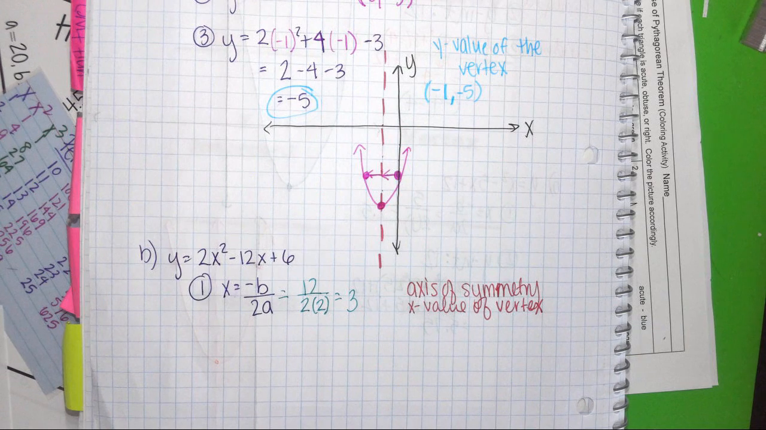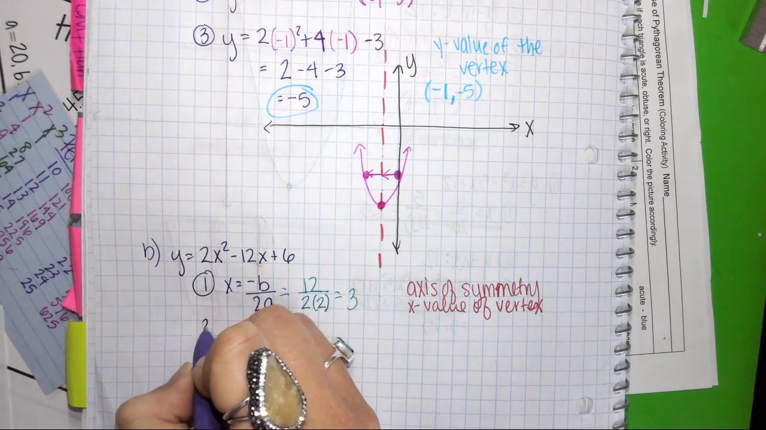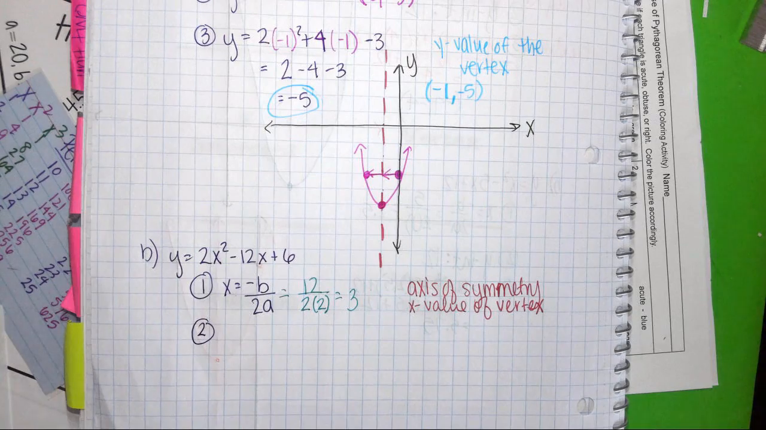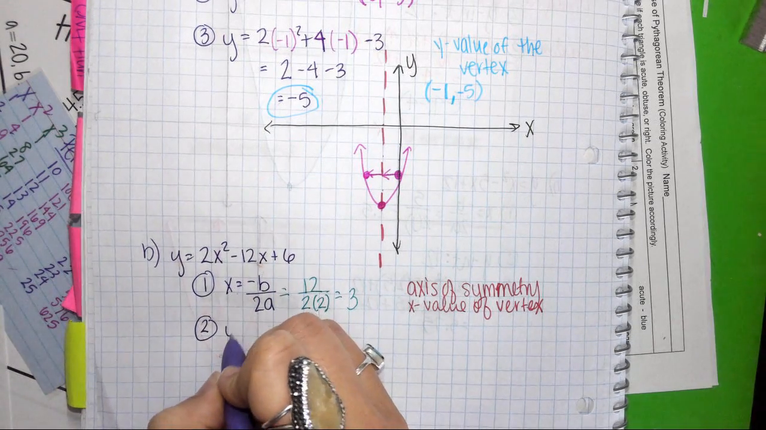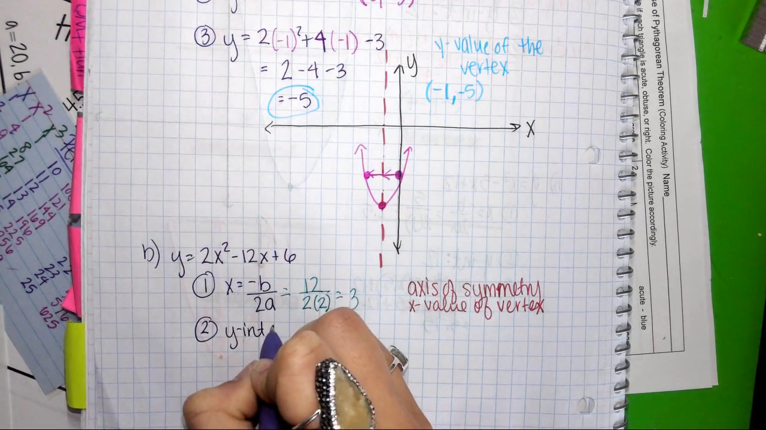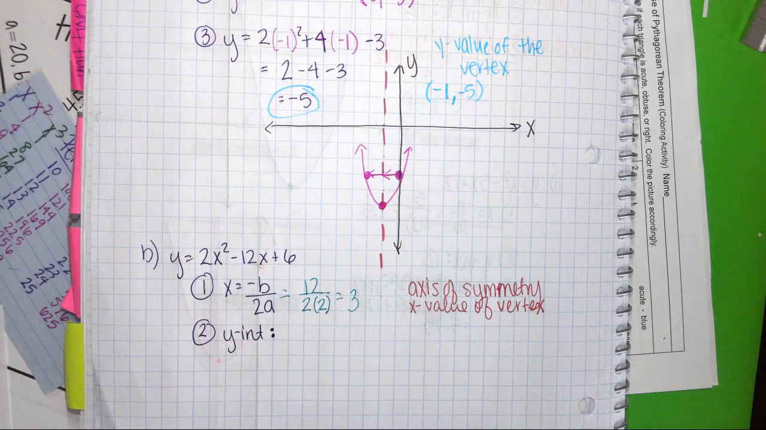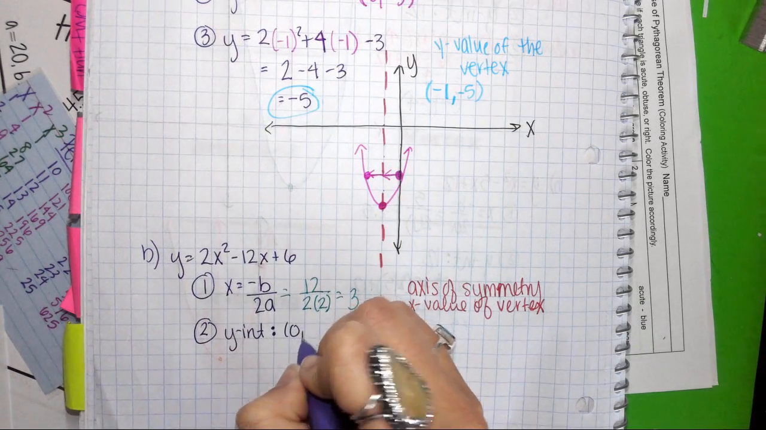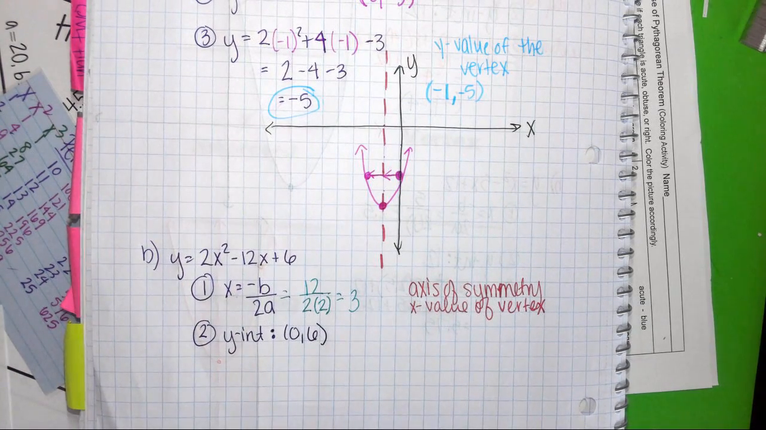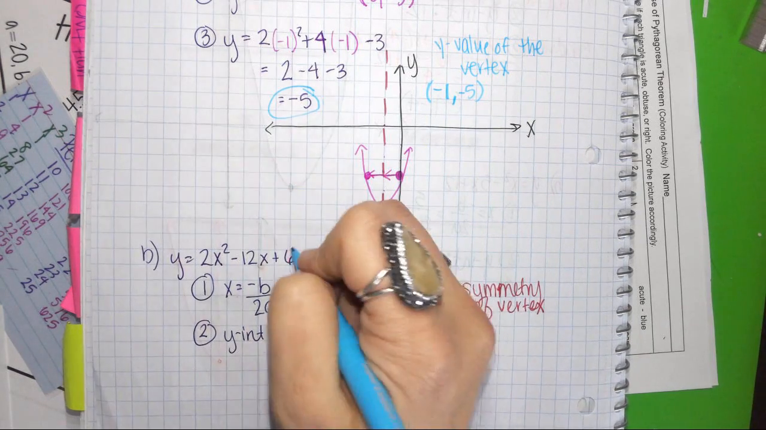So that's our axis of symmetry, which is the x value of our vertex. All right, now Reggie is going to tell us step 2, which is finding our what? Reggie, what is our y-intercept? 0, 6. Love it. And where did you get the 0 from? Because it's always 0. Yes. And where did you get the 6 from? Yes. Awesome. Great job. Take a point.